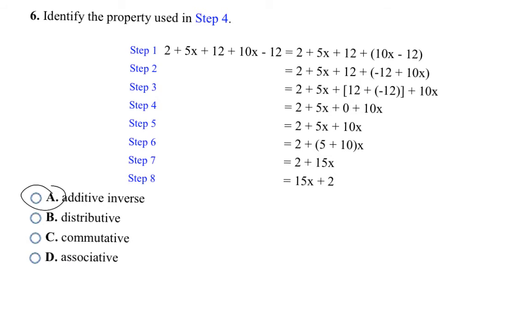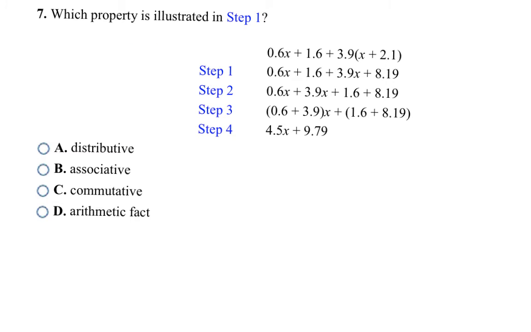This question wants to know which property is illustrated in step 1. So if I look at step 1 and what I'm originally given, I'm looking to see what changed.